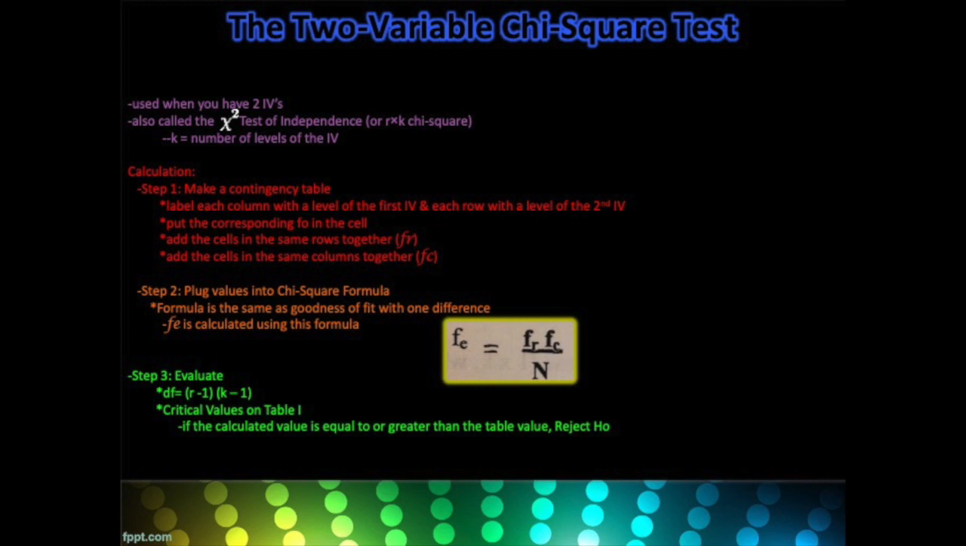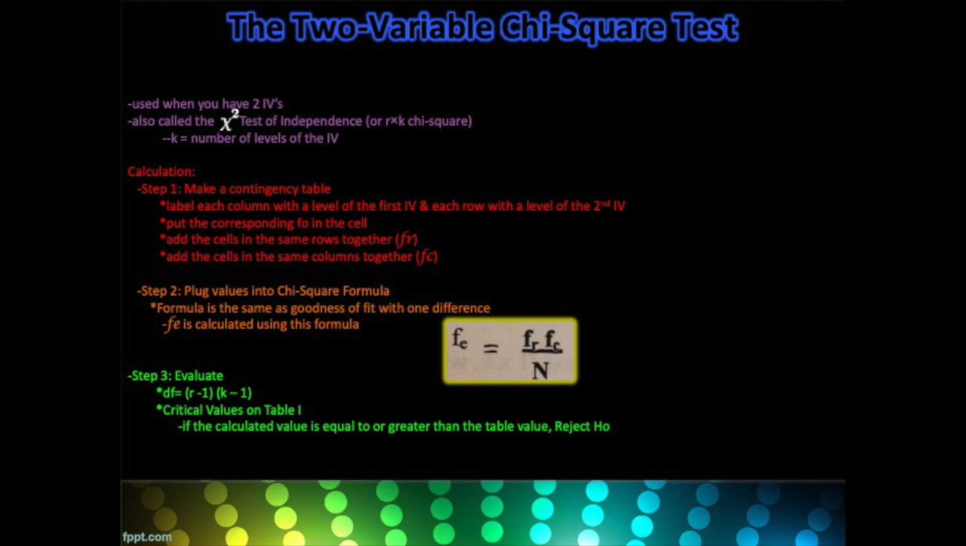And so you take the FO and the FE and you plug them into that chi-square formula. It's the same as it was for a one variable chi-square. So the only difference here between a one variable and a two variable is the calculation of the FE, and then just the concept of the contingency table and drawing it out. But once you have the FO and the FE, it's the same formula as the one variable chi-square. So you calculate through that.